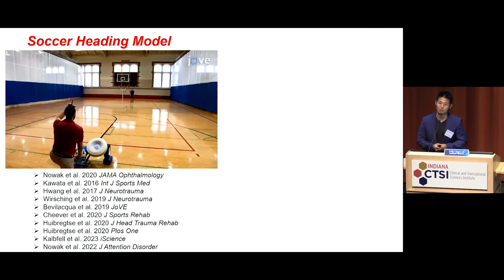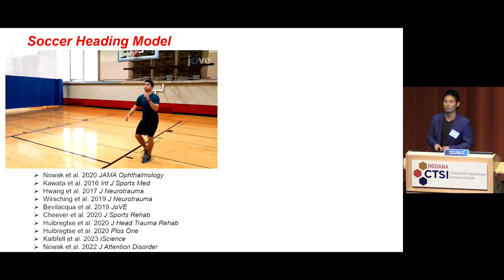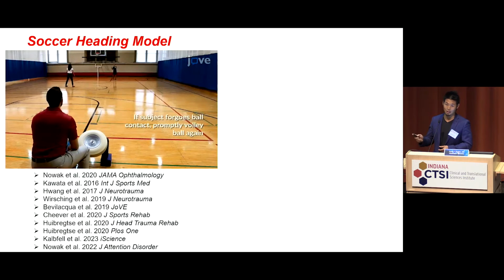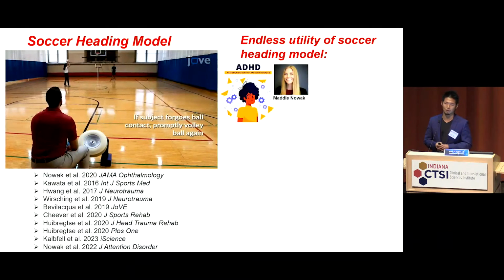So we use this model. This is a soccer heading model. It shoots the soccer ball at a specific velocity and magnitude at the players. And we have done a lot of study in this domain. And this soccer heading model is a beautiful model, can be employed in so many different things.